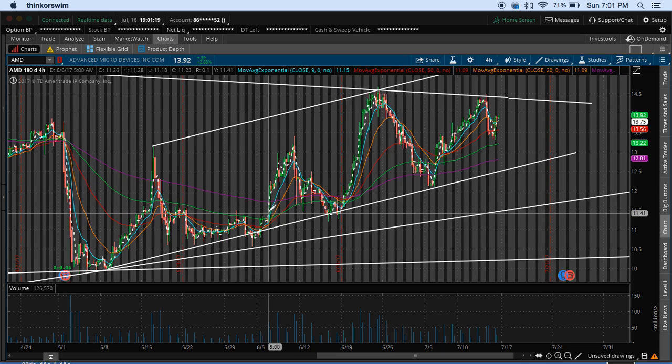I was at about right here. I entered in, and I rode it up till about 13, and then I got a little nervous and sold out, missed a little bit, but hey, it's okay. And I swing traded this move.